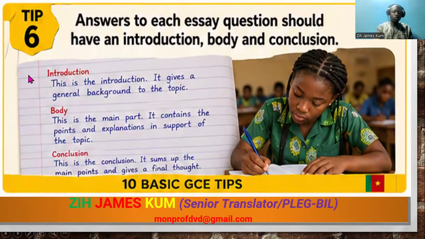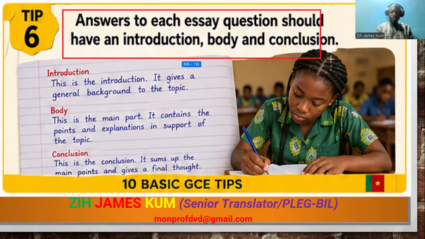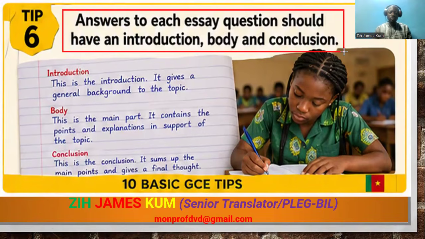Let's move to point 6. Point 6 is answers to each essay question should have an introduction, a body, and a conclusion. That is very important for you to take note of. So you should have the introduction first, followed by the body, and finally the conclusion. In the introduction, you simply state the relevant details.